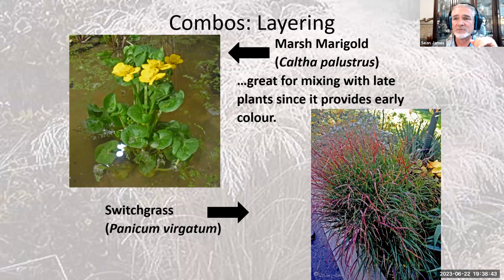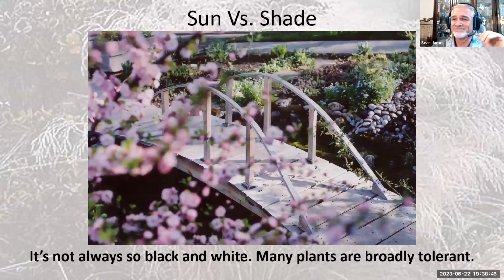It's really super important. Sun versus shade. I'm going to skip to the end on this slide. Plants can't read. They are much more broadly tolerant than we give them credit for. There is no ASPCA for plants. If you plant something and it doesn't do well in that location, nobody's going to come and arrest you. Try things. I'm learning all the time.